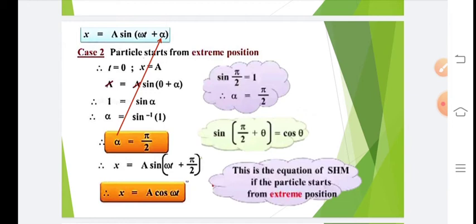So x is equal to a sine of omega t plus pi by 2. Since sin of pi by 2 plus theta is equal to cos theta, therefore sin of pi by 2 plus omega t is nothing but cos omega t. Therefore x is equal to a cos omega t. So this is the equation of simple harmonic motion of the particle which starts from the extreme position.